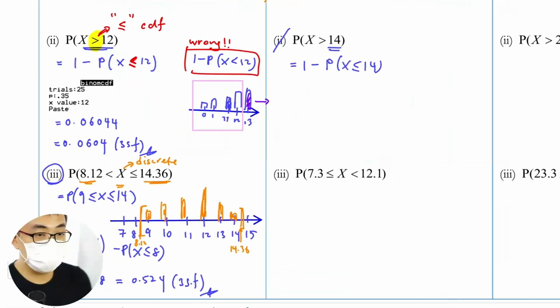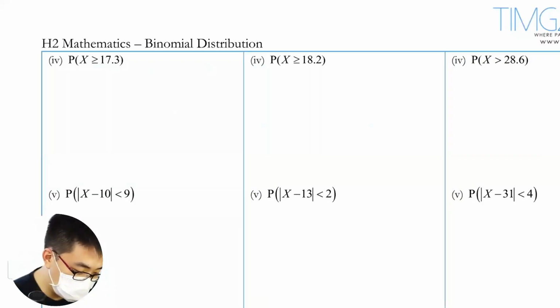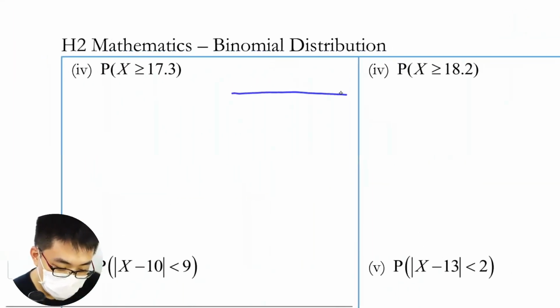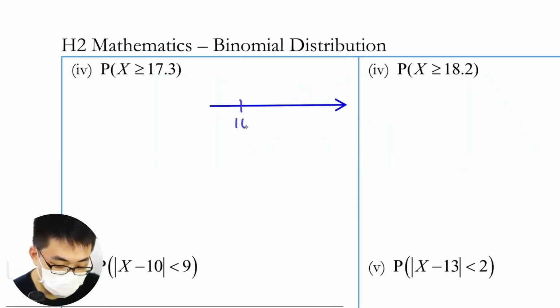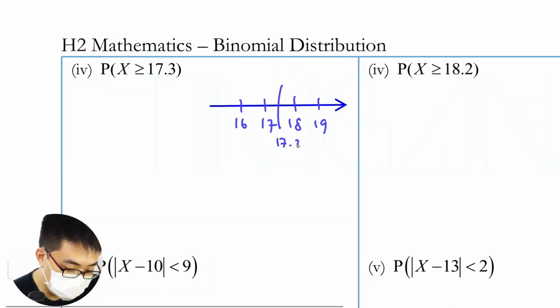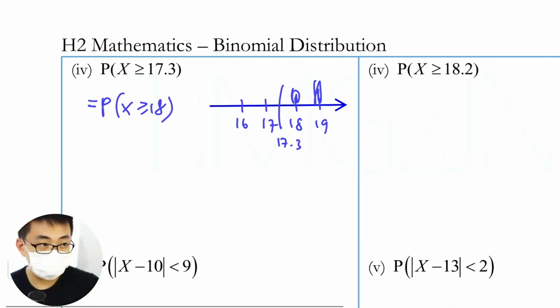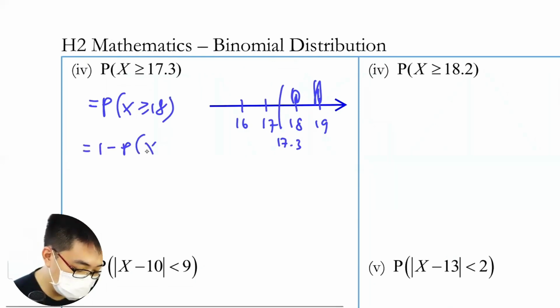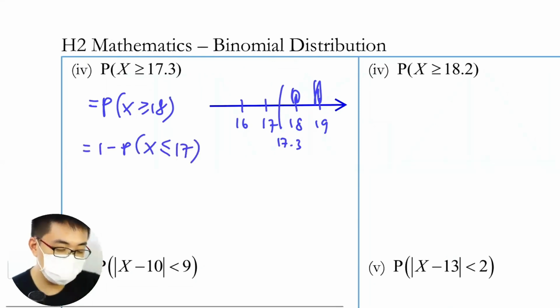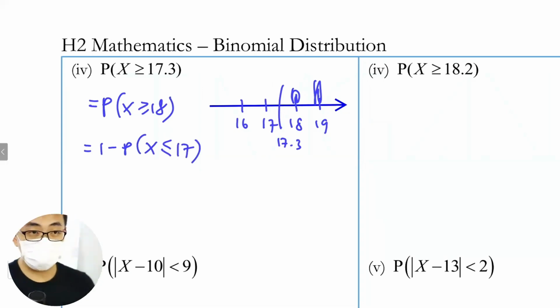Next, P(X > 17.3). Same thing here. If you're not too sure, you can just draw the diagram out, the number line. This is like sequence and series, because they are discrete, so it's quite straightforward in a sense. 17.3 is here. You want all the classes after it, so it is as good as writing 18 onwards. So then this will be 1 minus P(X ≤ 17). You must be able to write this down proficiently.